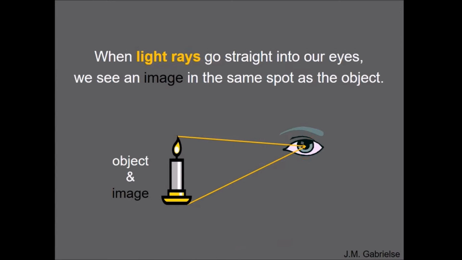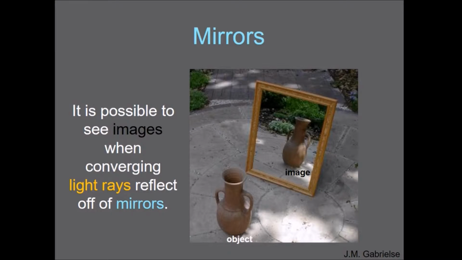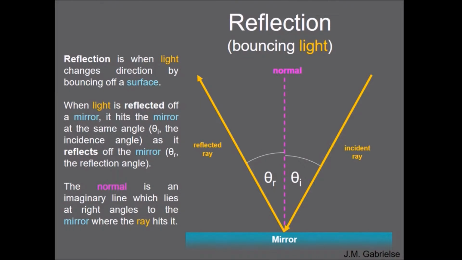Converge means come together, and when light rays go straight into our eyes, we see an image in the same point as the object. So it is possible to see images when converging light rays reflect off mirrors. This is reflection, which means bouncing light. Reflection is when light changes direction by bouncing off a surface, and this is the surface.